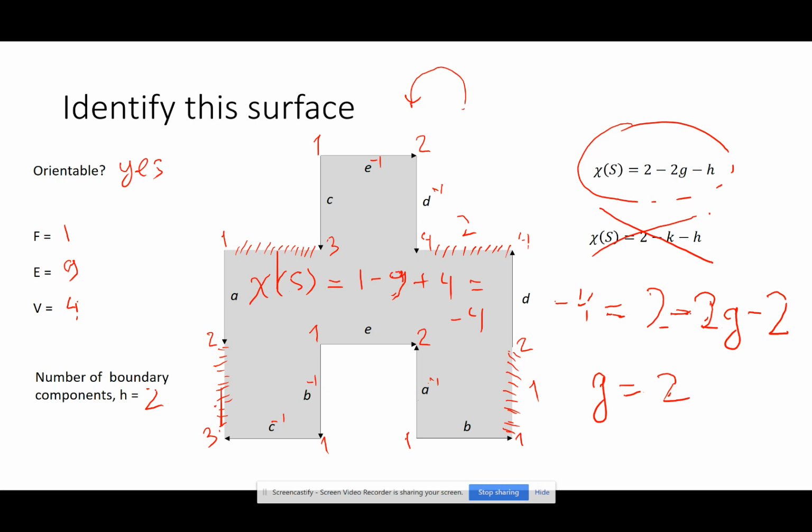So if you want an illustration, it would look something like this. There are 2 holes, and the genus is also 2. But the illustration is not necessary.